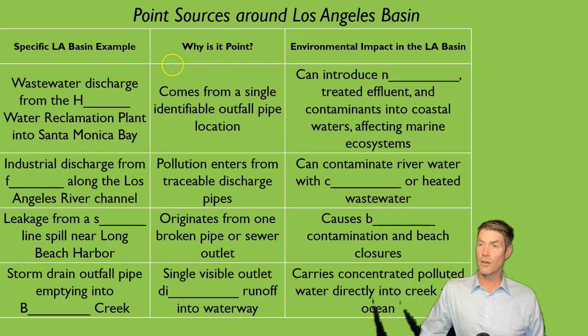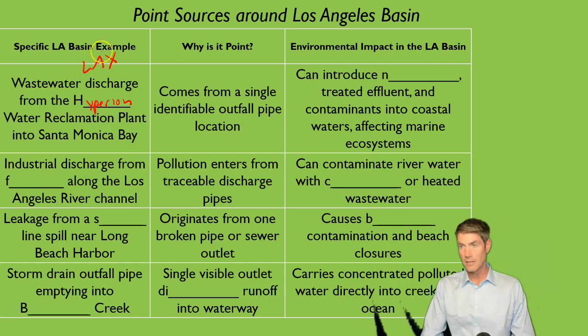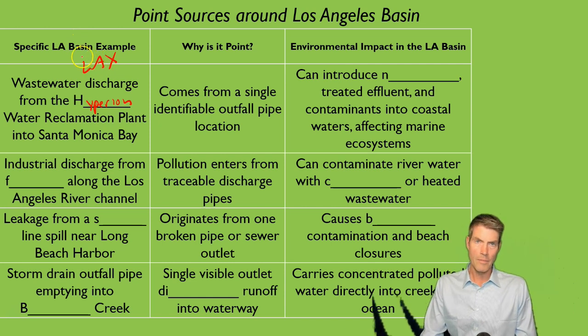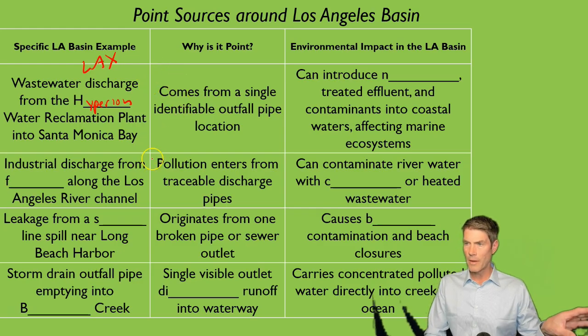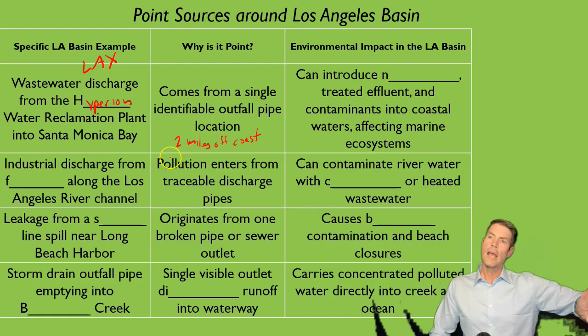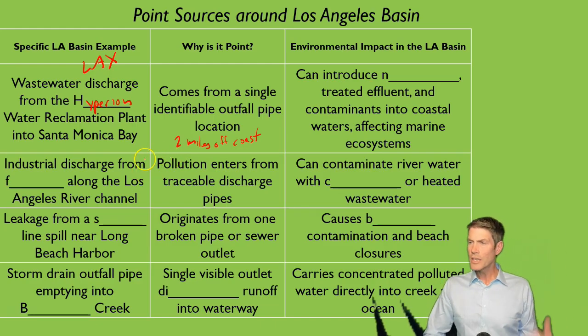So wastewater discharge. Let's start with the first one, the Hyperion water reclamation plant. This is right in front of LAX, basically. So that beach in front of LAX, there's a giant water reclamation plant. And they release the treated wastewater about 2 miles off the coast, and it's underwater. So that water is really flushed in and picked up in the currents, and they really try to tune it to get it to mix.